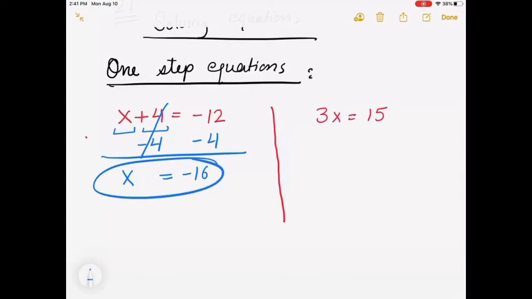You can even check if you want. If I plug this negative 16 back in here, isn't it negative 16 plus 4 makes negative 12? So it means we did it right.